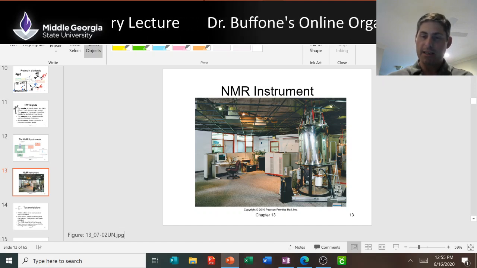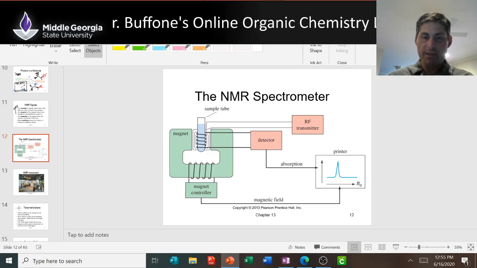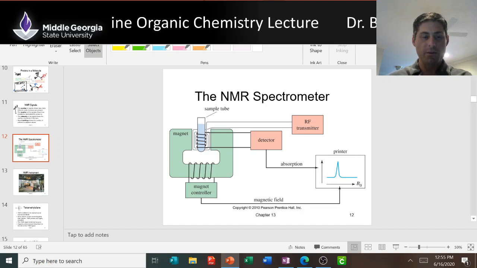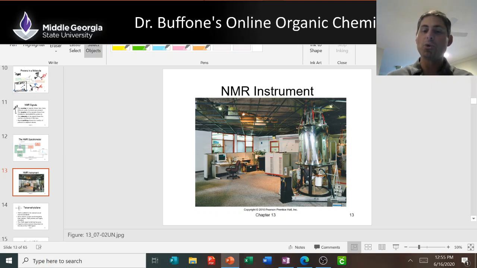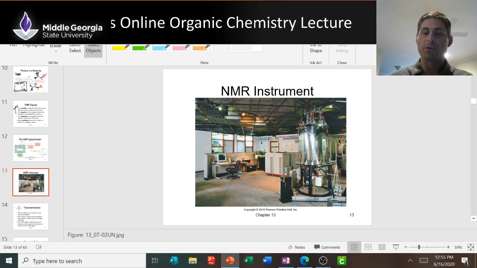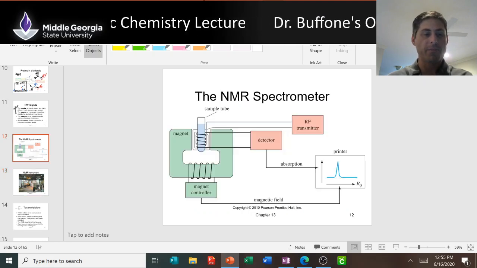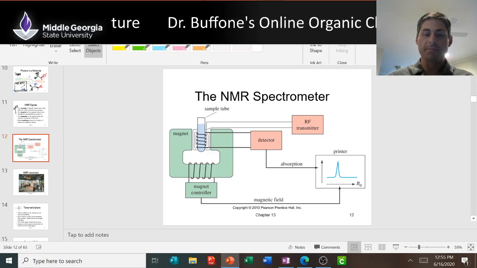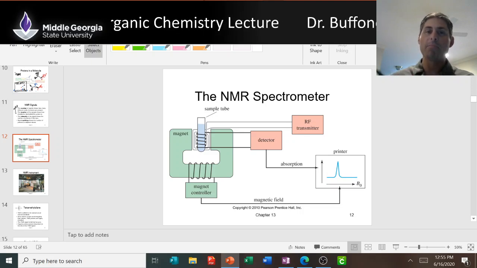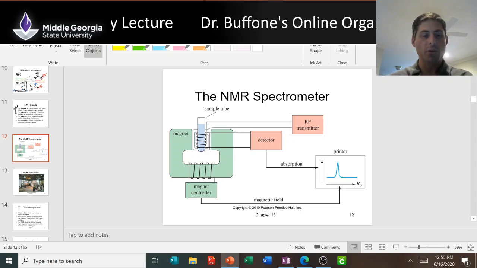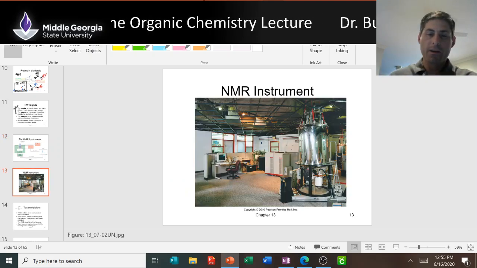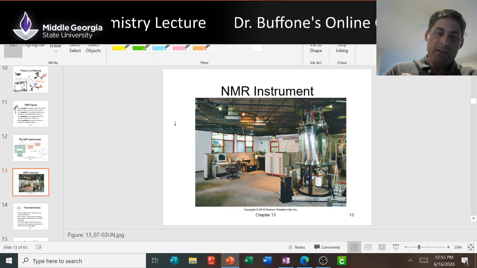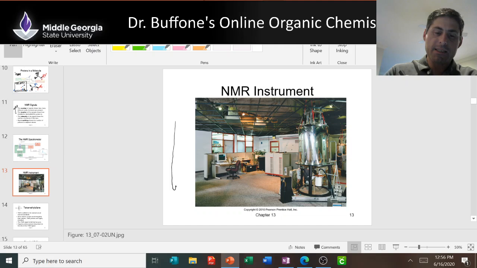But inside this instrument is a magnet, right? So take a look at the instrument. That's this guy. There's a magnet inside here. It's a big magnet, and it's cooled with liquid nitrogen to very low temperatures to increase the magnetic field strength. So this is our magnet, and we drop a sample tube that contains our organic compound in that magnet. So to do that, you get a little piece of glassware. It's a fairly skinny tube.